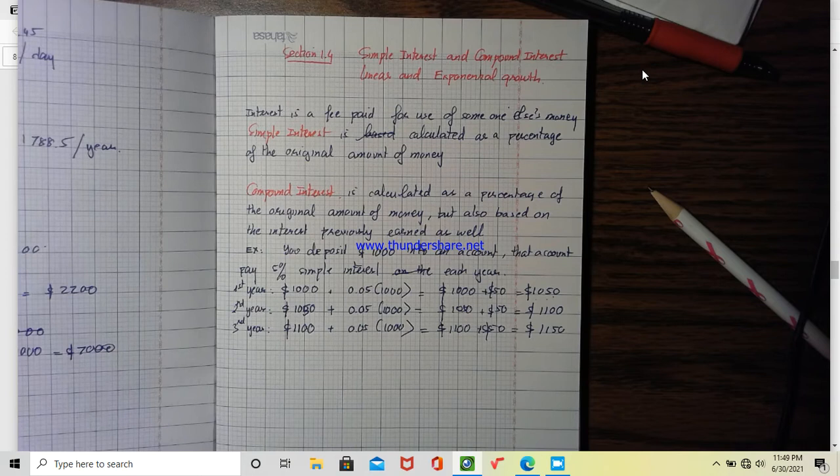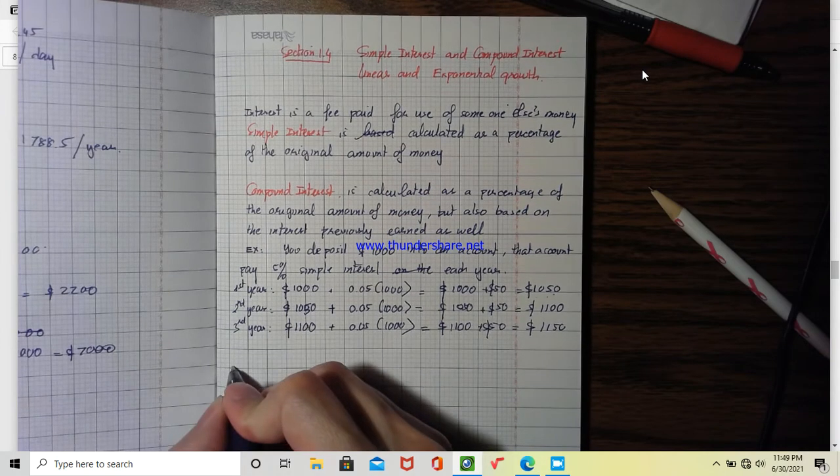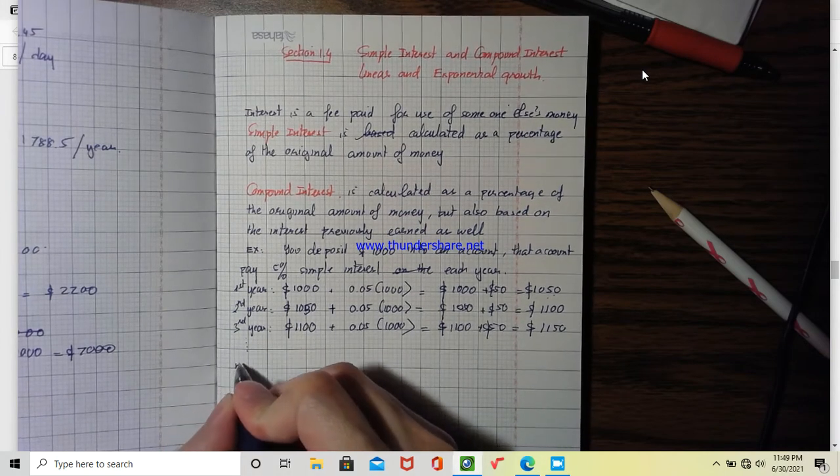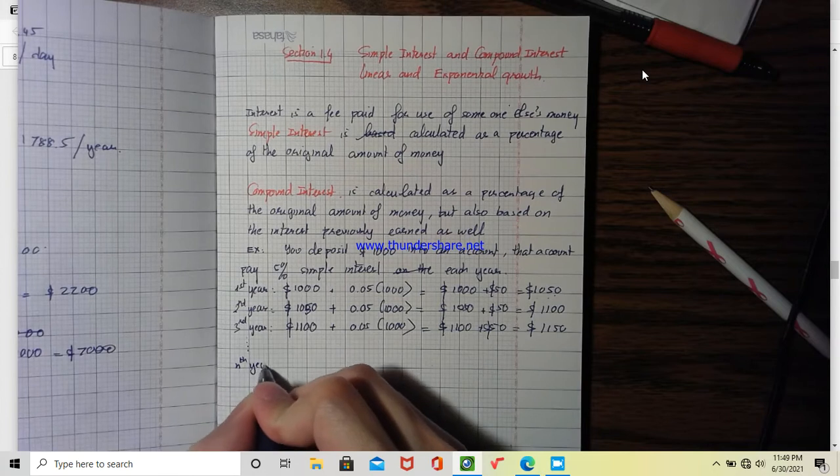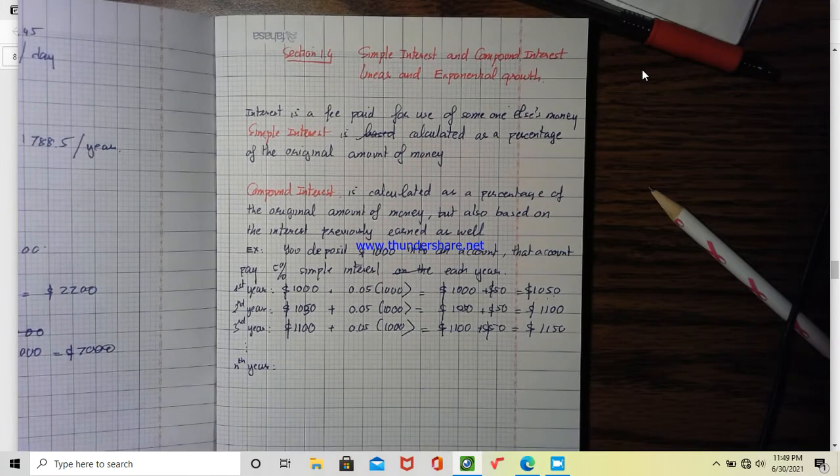Then after 10 years, what happened? You're gonna do the same. But there's a short way to do the math instead of calculating 4 years, 5 years, 10 years, right? You're not gonna do it like that anymore. This is what you're gonna do for n years. It means how many years? 10 years, 20 years.